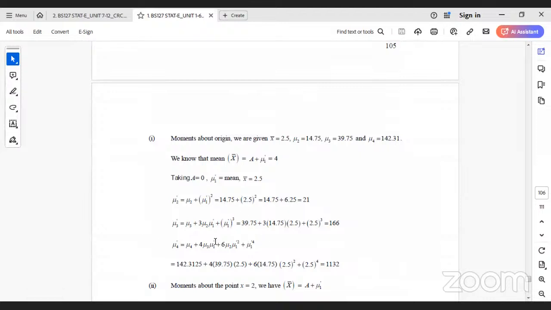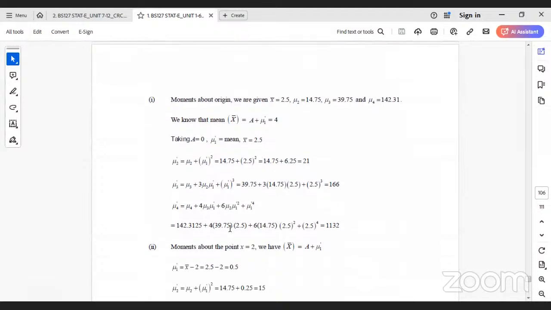Mu3 dash formula is mu3 is 39.75. So 3 into 14.75, 2.5, 2.5 cube. Mu4 is 4, mu3, mu1 dash, 2, mu6, mu2, mu1 dash.